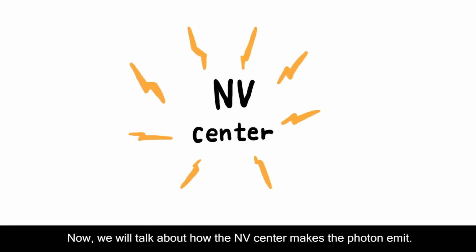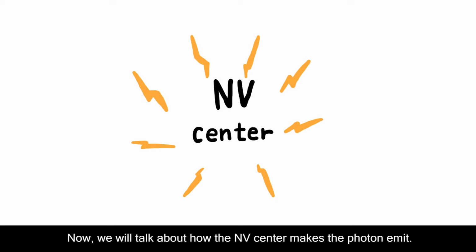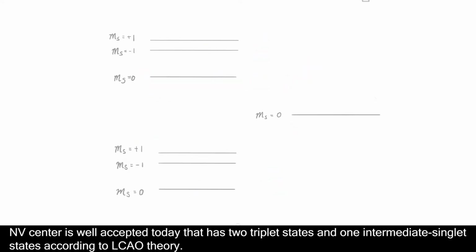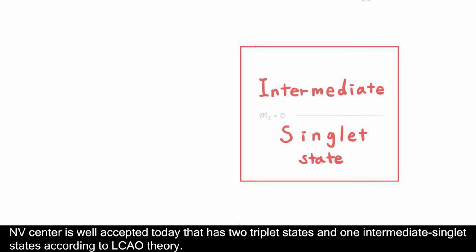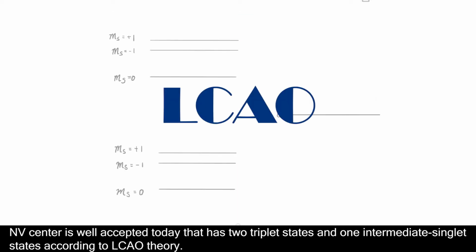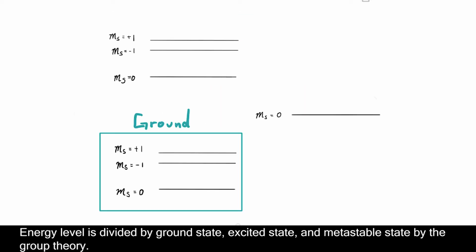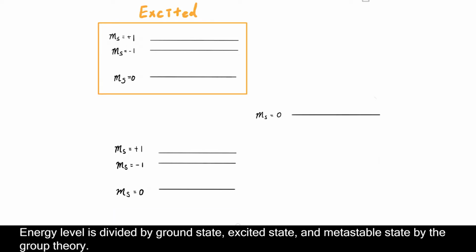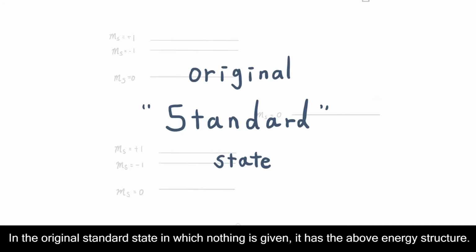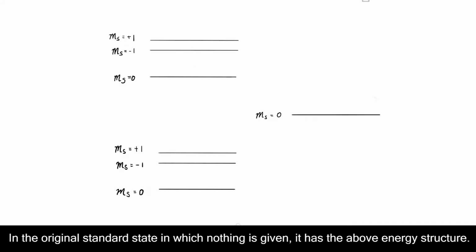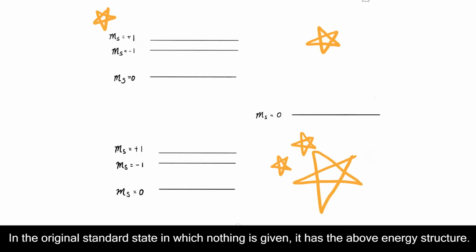Now, let's talk about how the NV center makes photons emit. It is well accepted today that the NV center has 2 triplet states and 1 intermediate singlet state according to the LCAO theory. Energy levels are divided into the ground state, excited state, and metastable state by group theory. In the original standard state, in which nothing is given, it has the above energy structure.